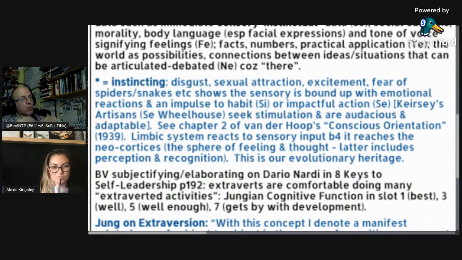So Dario and Linda Berens are defining SE and SI as almost like the essence of Artisans and Guardians, respectively. And so then it's like, well, if you're naming it after the temperament and it's more than just sensing, then really it's the instinct of the temperament. And it was Vanderhoek that used that word instinct. Instincting: disgust, sexual attraction, excitement, fear of spiders, snakes, etc. shows the sensory is bound up with the emotional reactions and impulse to habit or impactful action. Keirsey's Artisans, SE wheelhouse, seek stimulation and are audacious and adaptable. See there?